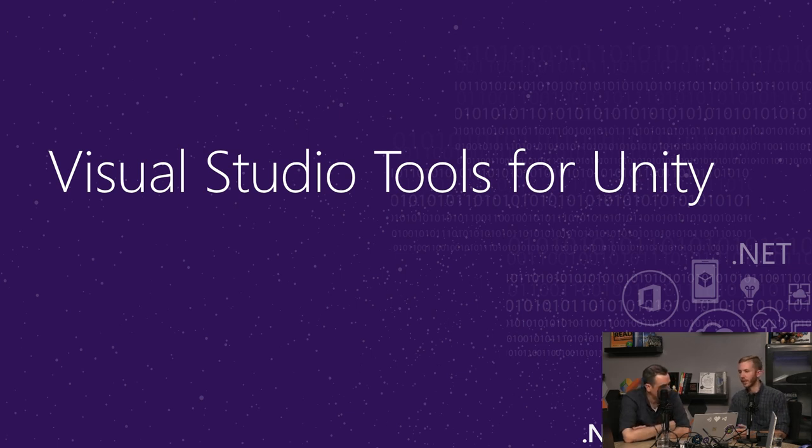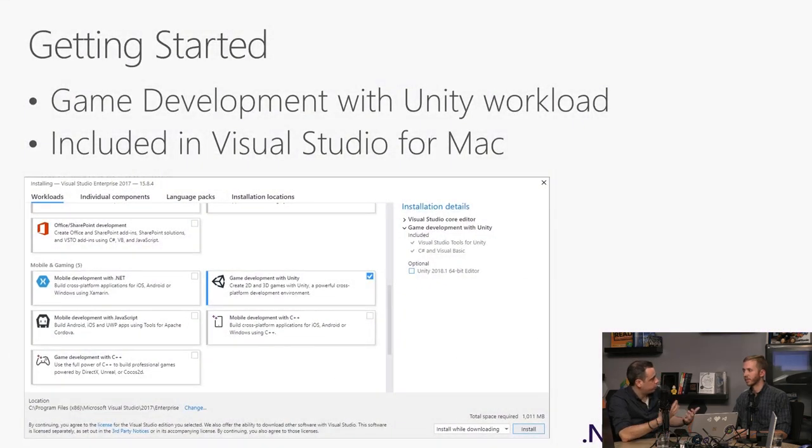Okay, so how do I get this? If I'm a developer in Visual Studio, how do I get VSTU? So if you're a developer in Visual Studio and you've installed Visual Studio yourself, the best way is to launch the Visual Studio Installer, which has this concept of workloads now, where you can install everything that you need for different scenarios. And we have the game development with Unity workload, a workload dedicated to Unity development. That will install everything that you need to write and debug your Unity game for Visual Studio, including the tools for Unity.